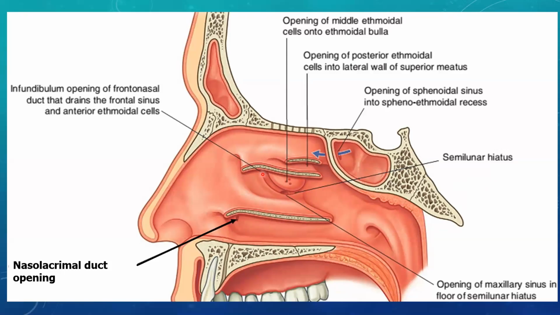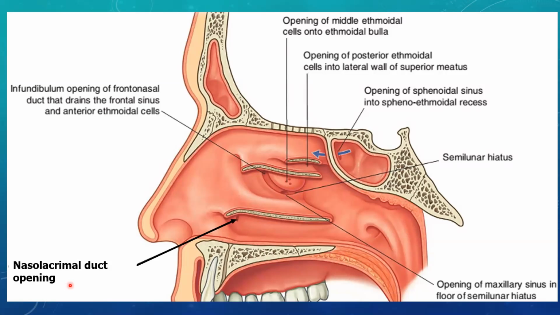Now we'll be talking about the different openings in the different meatuses. We'll begin with the inferior meatus. You can see at the anterior part of the inferior meatus, there's a small opening. Can you see this hole? This is the opening of the nasolacrimal duct. In the name itself, you can know what it drains: the lacrimal gland.